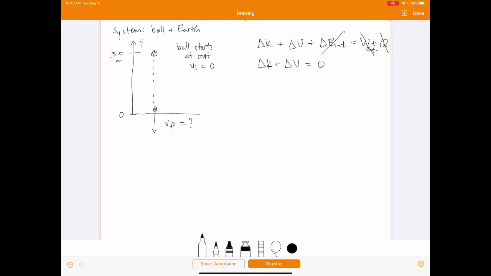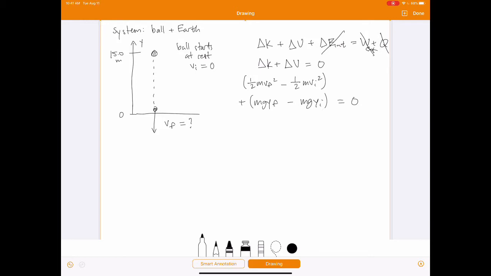Okay, so what's delta K? Well, that's going to be 1/2 m v final squared, that's the final kinetic energy, minus 1/2 m v initial squared, that's the initial. What's delta U going to be? Well, that's m g y final minus m g y initial. And that all equals 0. That's our conservation of energy equation.